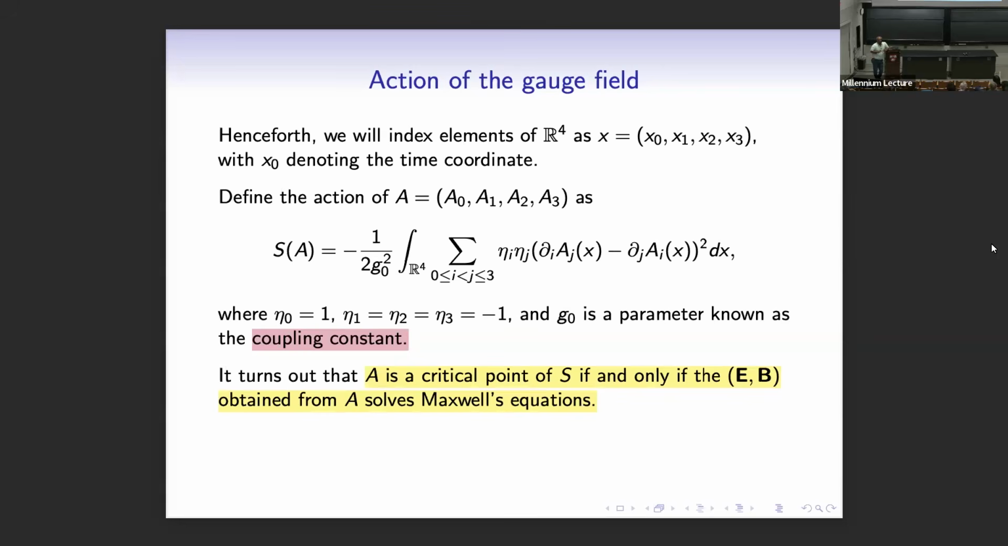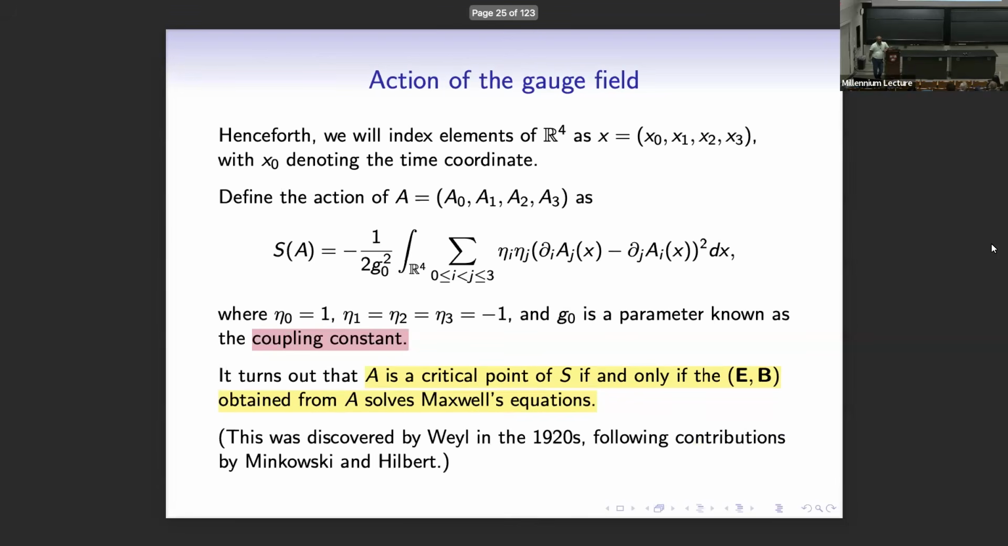So it turns out that you can prove that A is a critical point of S if and only if the pair E, B obtained from A solves Maxwell's equations. Okay, so in that sense, this is the correct formulation of Maxwell theory in terms of Lagrangian mechanics. This was discovered by Hermann Weyl in the 1920s, and there were contributions from Minkowski and Hilbert and other people also. So that's how you get the Lagrangian mechanics for Maxwell's equations.